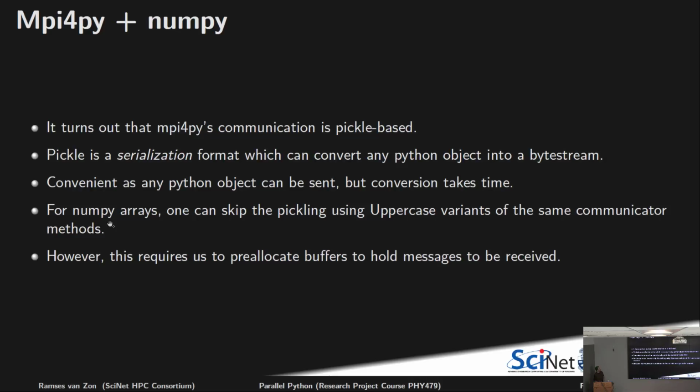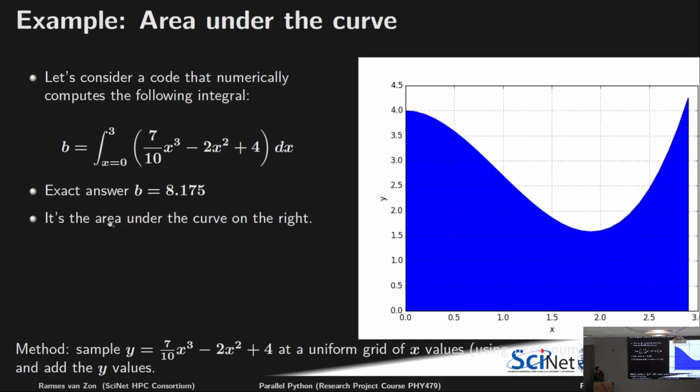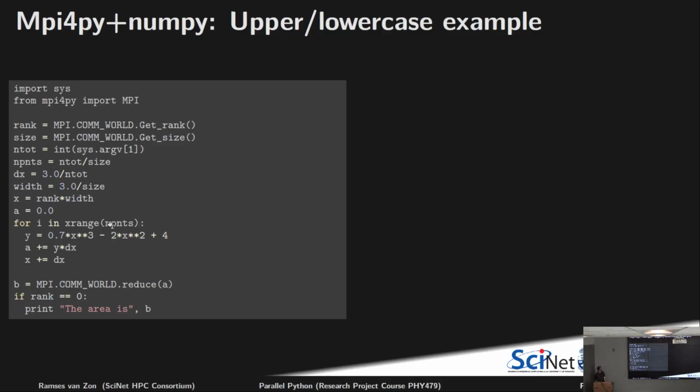You can work with NumPy. I'll skip that because we're a little bit out of time. And I'll just skip to an example. So suppose that I want to integrate the area under this curve. It's the famous function 7/10 x cubed minus 2x squared plus 4. That, we all know why it's famous. And we want to know the area under the curve. There is an exact answer, so that kind of helped. And the idea is that you take many points along the curve, and you add up the function values, and you get an approximation. So you could do that in parallel by just segmenting up that array from that domain and program something like this.